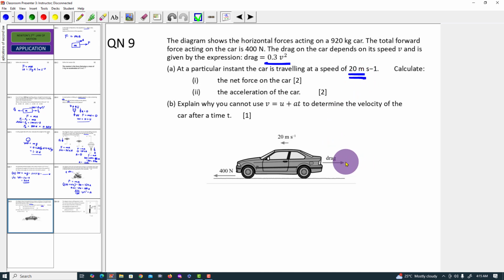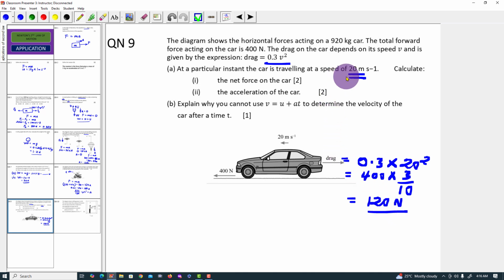That means that that drag will be equal to 0.3 times the speed squared, that is 20 squared. That will be 400 times 0.3. 0.3 is like 3/10, and that will mean that the viscous drag is 120 newtons. Okay, 120 newtons.